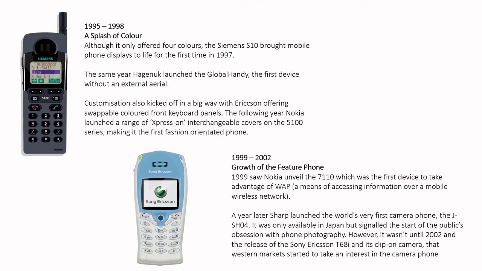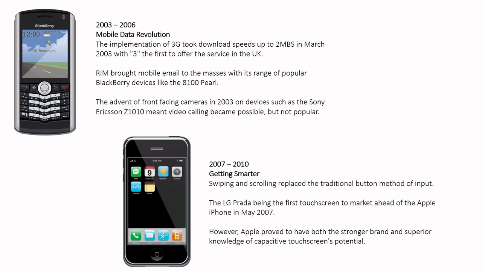Then 1995 to 1998, start getting coloured screens, that sort of thing. So Siemens starts bringing phone displays of colour on them. Then you start getting different keyboard panels, different cases for your phones. Then 1990 to 2002. So as you can see, the shapes are starting to change, better coloured screens, introduction of wireless networking. Again, same thing again. So introduction now of 3G, so you get much faster download speeds.